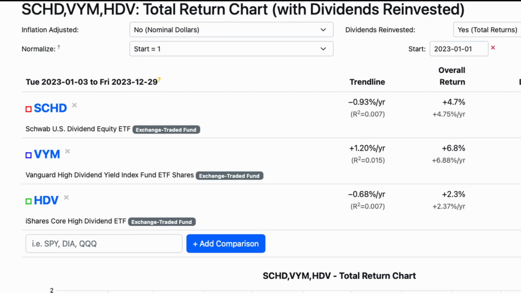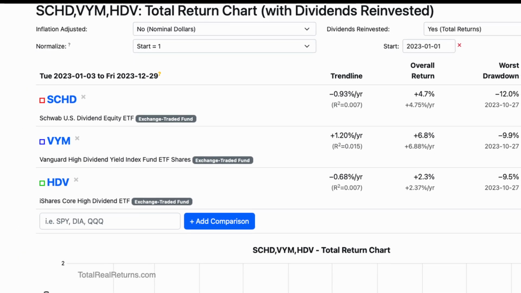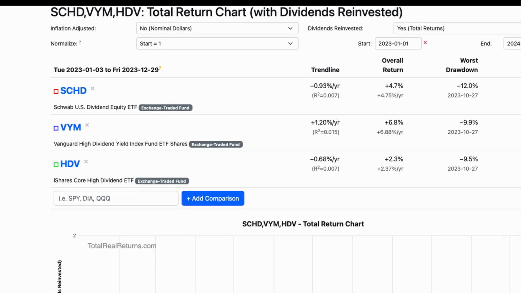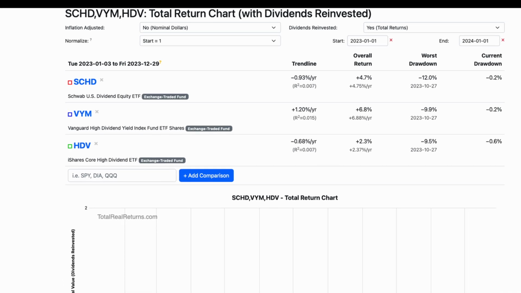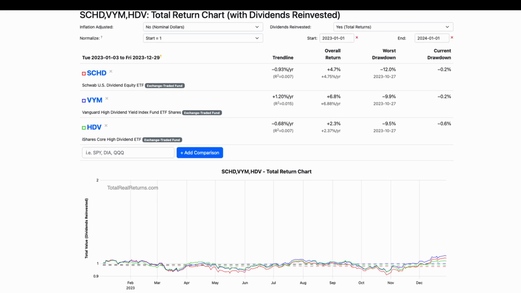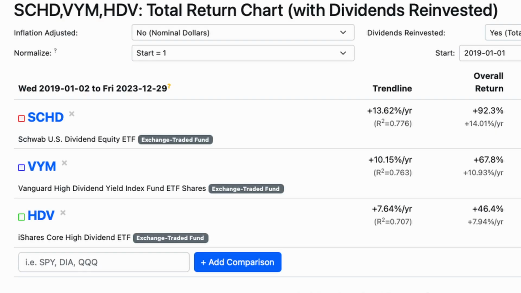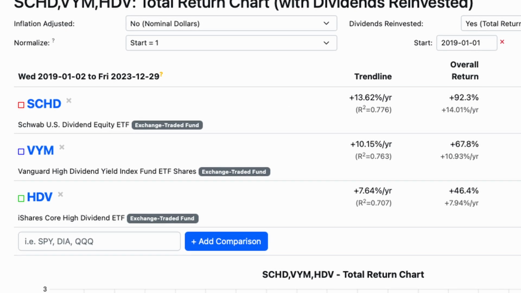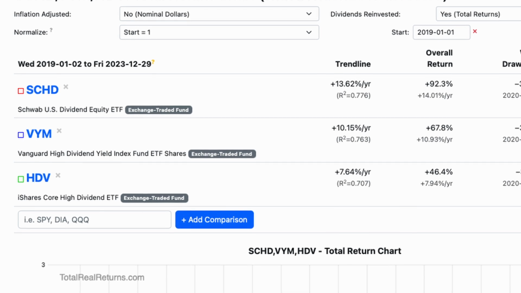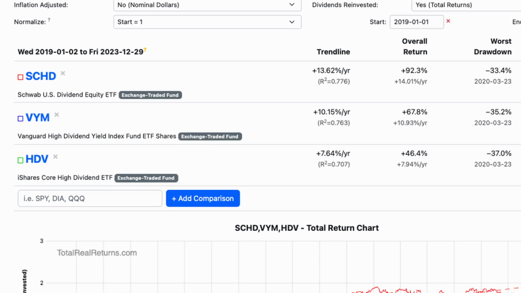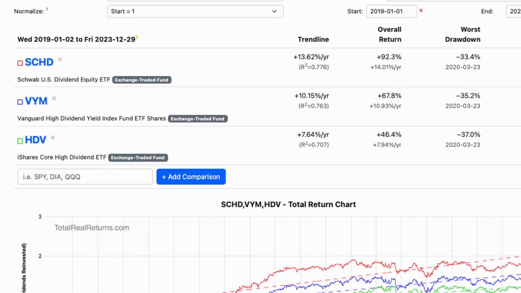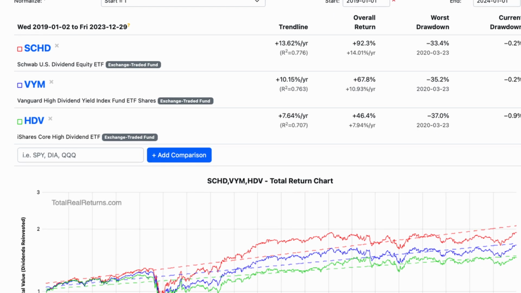Looking at the overall performance of these ETFs, over just 1 year, VYM leads with a return of 6.8%, with SCHD following in second place, surpassing HDV by 2.4% overall. Over 3 years, VYM continues to lead with a total return of 35.6%, slightly ahead of SCHD by 2.4%. HDV lags with a return of 31%. At the 5-year mark, SCHD excels with an impressive return of 92.3%, significantly outpacing VYM by 24.5%. HDV trails considerably with only a 46.4% return.